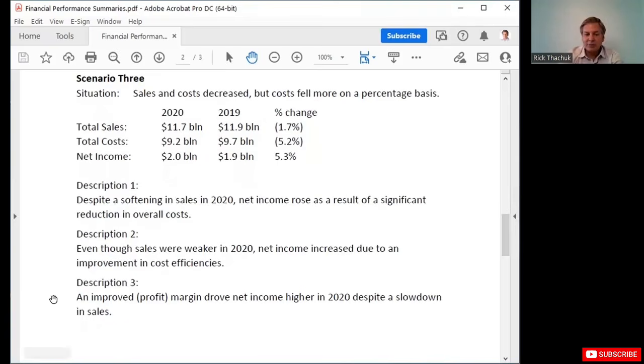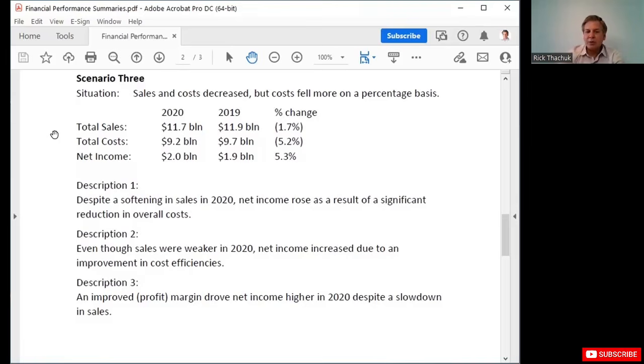And let's look at a third description. An improved profit margin drove net income higher in 2020 despite a slowdown in sales. Here we have a characterization, slowdown or slowing in sales, meaning sales are going down, right? And we relate this to an improved profit margin. In this case, sales have gone down, but costs have gone down even farther. So the difference then between the selling price and the cost has increased because costs went down even farther. So our profit margin was larger, and we can characterize that by saying the profit margin was improved. So this third description, one sentence, does a very nice job of describing scenario three.